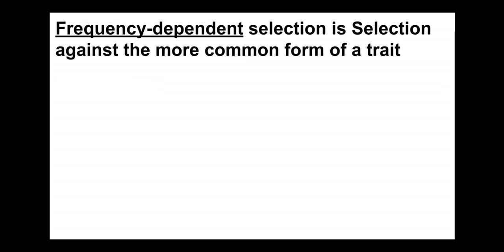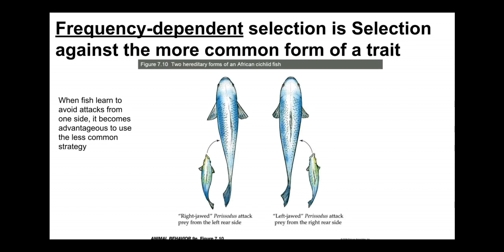There are also other forms of selection that we talk about. One of these is frequency-dependent selection. This is an interesting form of selection. We'll have an example in a second. Another one is balancing selection. Frequency-dependent selection is selection against the most common form of a trait, and it often happens when there are interactions between species.